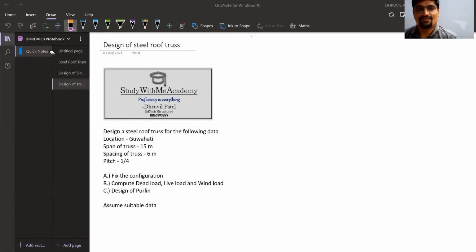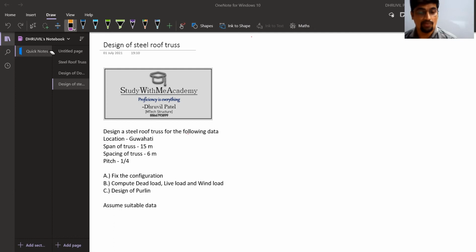Hello students. I have explained to you earlier in design of industrial buildings. This is one type of industrial structure, which is the steel roof truss, and we will study how to design a steel roof truss. The data is given: design of steel roof truss for the following data.